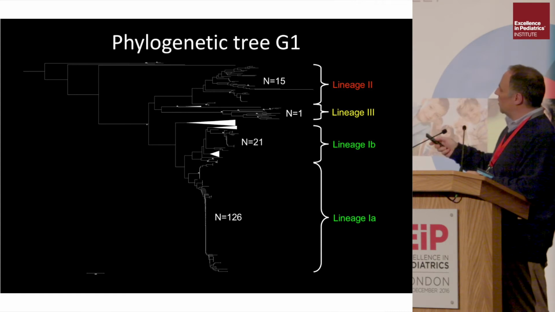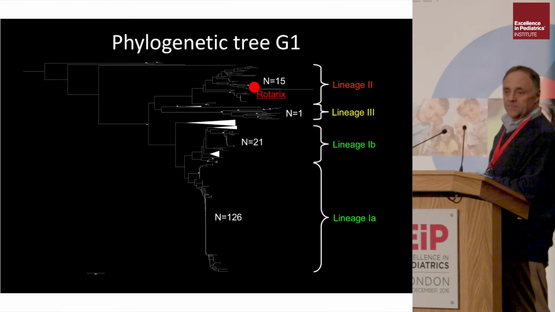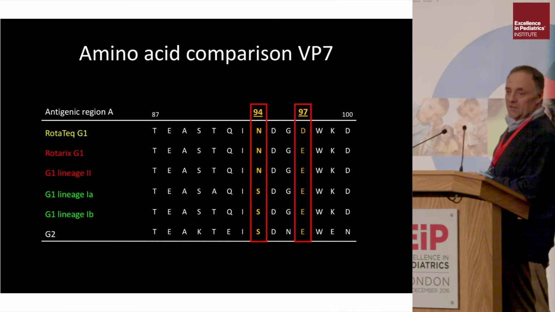The same is true when you look at the G protein. The current Gs are mainly lineage 1A and 1B, but ROTARIX is in lineage 2 and ROTATEQ is in lineage 3. They're old viruses which are used in the vaccines. Here, the same thing. When you look at the amino acid composition, there are clear differences now between the currently circulating strains and what is in the vaccines.